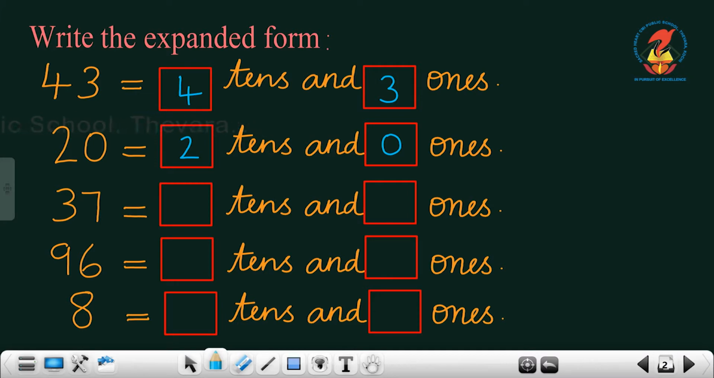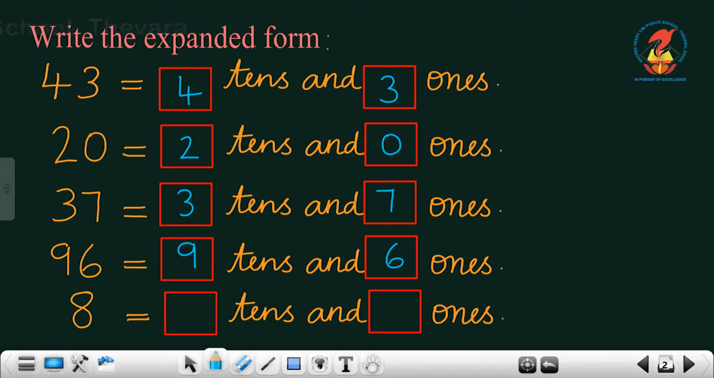What is this number? 37. How many tens and how many ones are there? Look at the tens place. 3 tens. And how many ones are there? 7 ones. Is it clear? Now look at the next question. What is the number? 96. How many tens and how many ones are there? There are 9 tens. Look at the tens place. 9 tens are here. And how many ones are here? 6 ones.